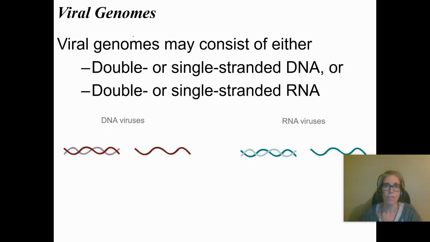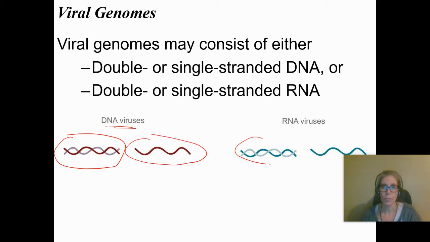Okay, so viral genomes can consist of either double-stranded DNA or double-stranded RNA or single-stranded DNA or single-stranded RNA, which is weird, right? In everything else, you always hear about double-stranded DNA, right? But viruses can have either double-stranded DNA like we have, with the A's matching the T's and the C's matching the G's, or it can have single-stranded DNA, or it can have double-stranded RNA or single-stranded RNA.